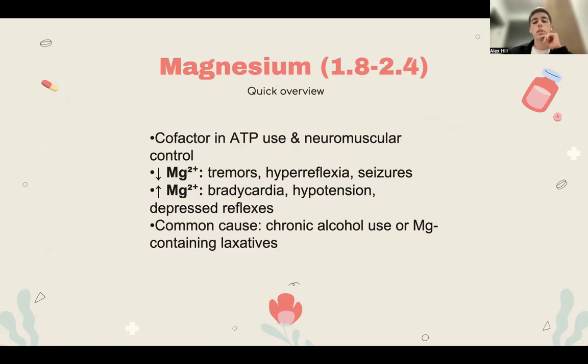Okay, magnesium, cofactor in ATP use and neuromuscular control. Low magnesium causes tremors, hyperreflexia, seizures. High magnesium, nothing too crazy there.